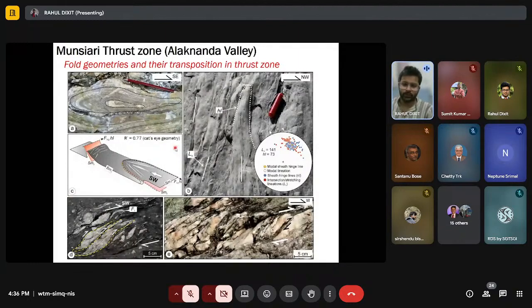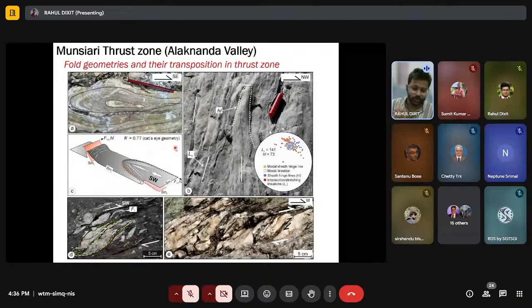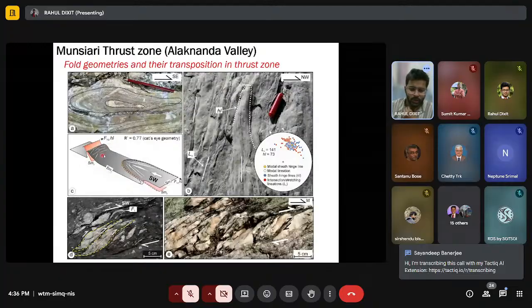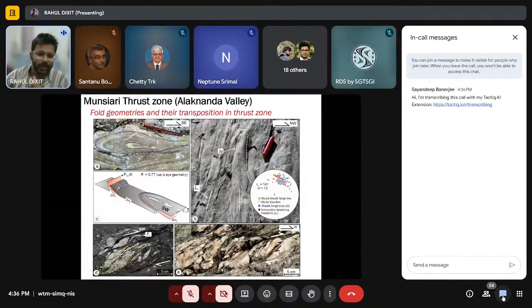So now, all these three sets of fold groups that we could identify in the region were again subjected to progressive ductile shearing because of the movement along the Munshari and the Vakrata thrust zone, and ultimately the F1 or the F2 folds were affected by this top to the southwest progressive ductile shearing. Because of that, the earlier lineations that were present parallel to the fold hinge or the fold axis of the F1 and F2 folds were rotated to form these types of sheath folds which are present here.